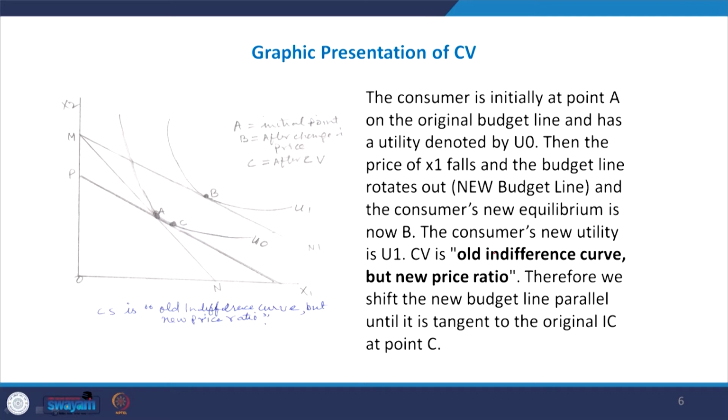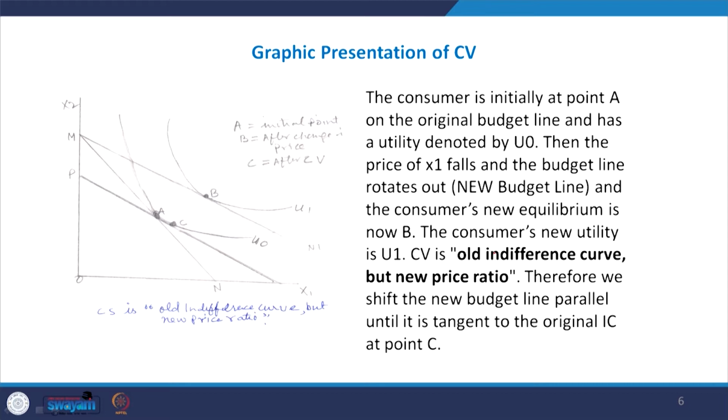Now, if the price of product X1 falls and the price of X2 remains constant, and the amount of money spent on these two products X1 and X2 also remains the same, there is no change in the income level of the consumer, no change in the price of X2, but the price of X1 declines, falls.